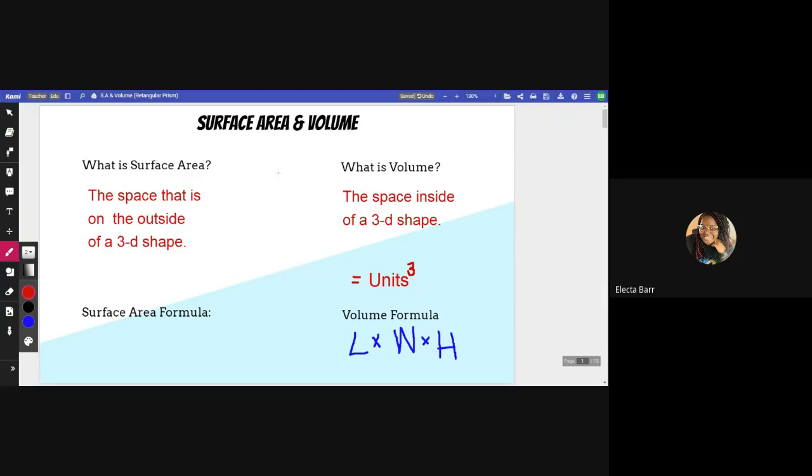Going back to volume really quickly, it's the space that a shape takes up. So if I am filling up a water bottle, filling up a pool, or thinking about the amount of soup that comes in a can, all the things that involve filling something up or how much something can hold always involve volume.